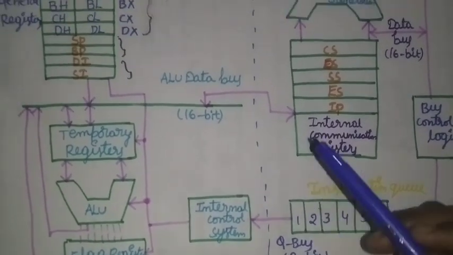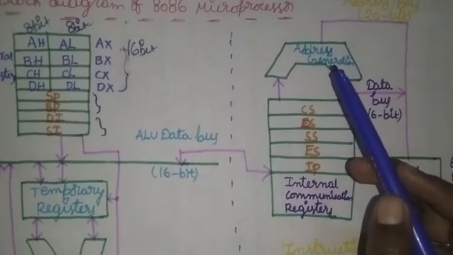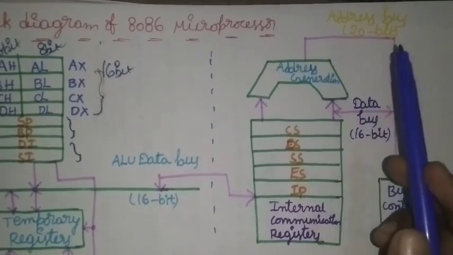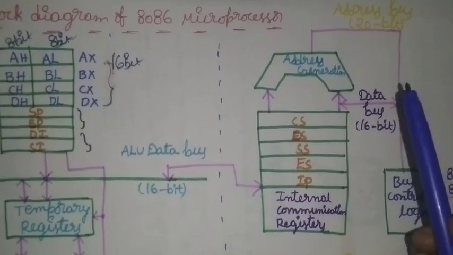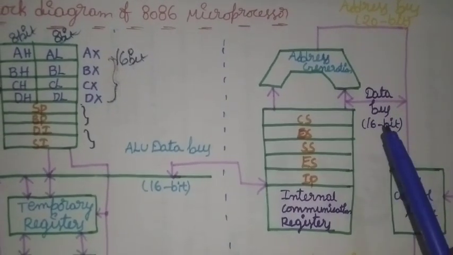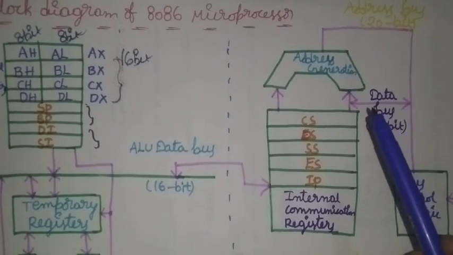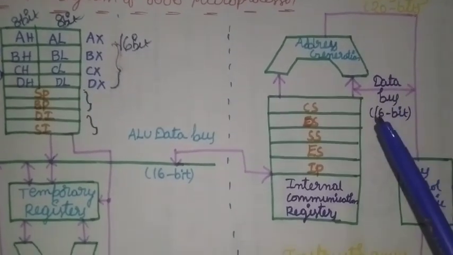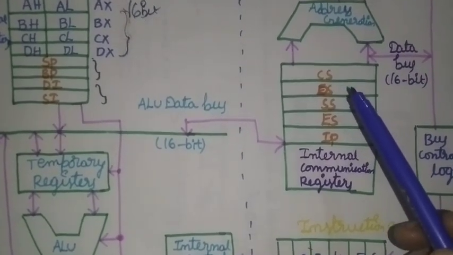And here we have address generation, which is used to generate the address. This is the address bus, which is a 20-bit address bus, and this is the data bus, which is a 16-bit data bus. By using the data bus, data is transferred. And it contains segment registers.